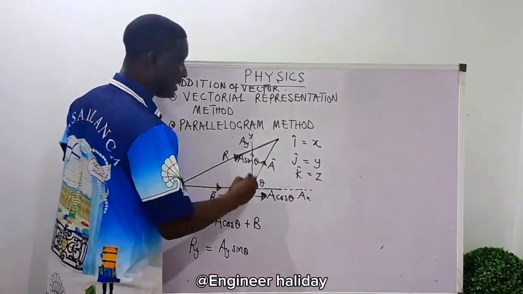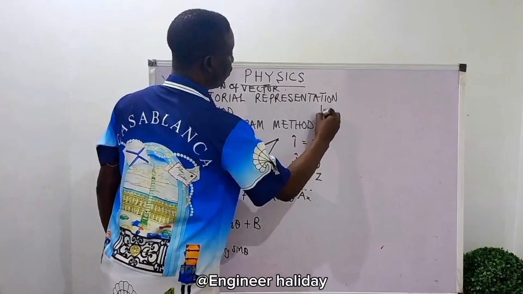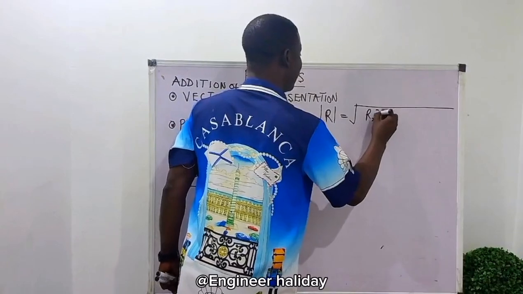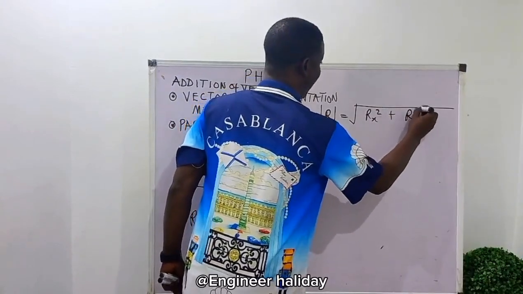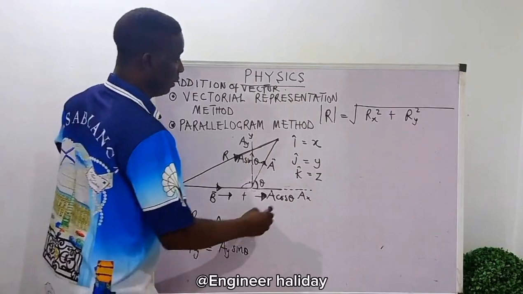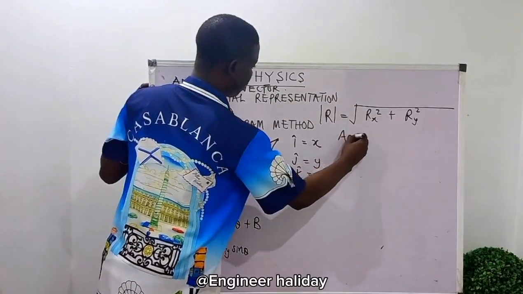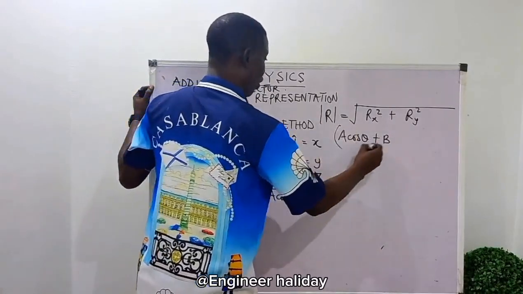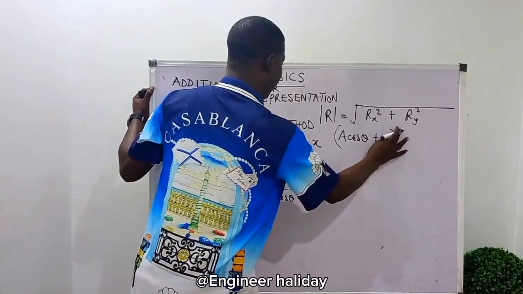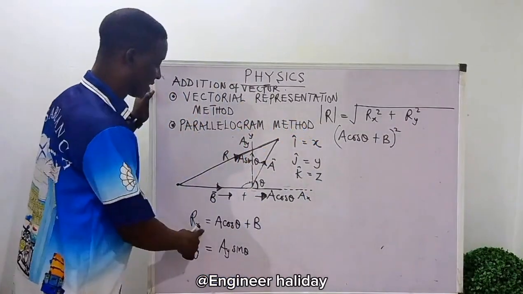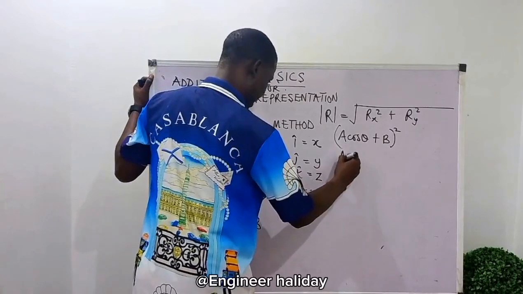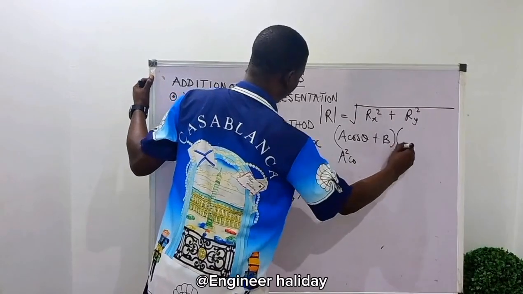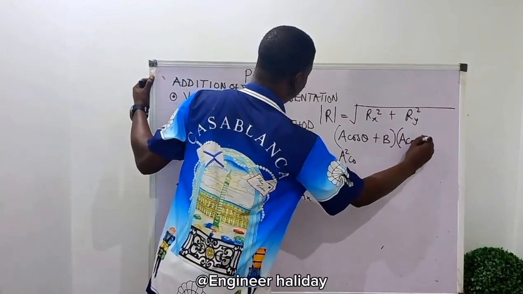Now, if you put them in that formula I gave you, R equals square root of what? Rx square plus Ry square. Let's put it there. Don't forget that a cos theta plus b all square. First of all, let's just deal with this one first for Rx. I'm going to have what? A cos theta plus b, squared.